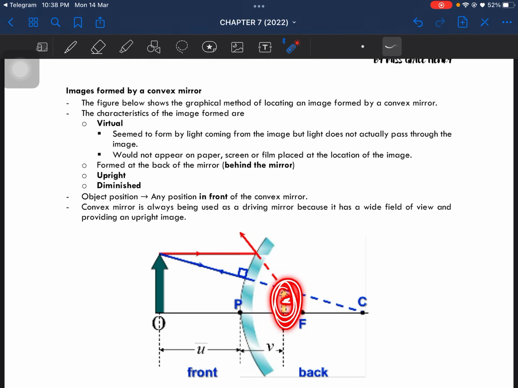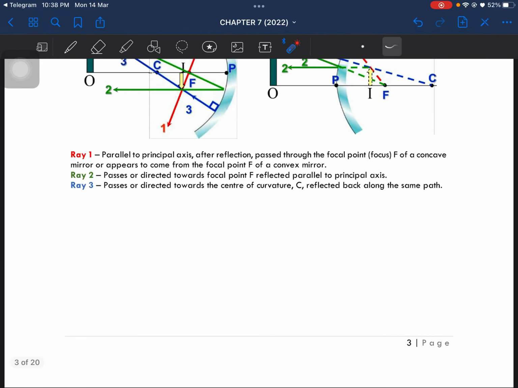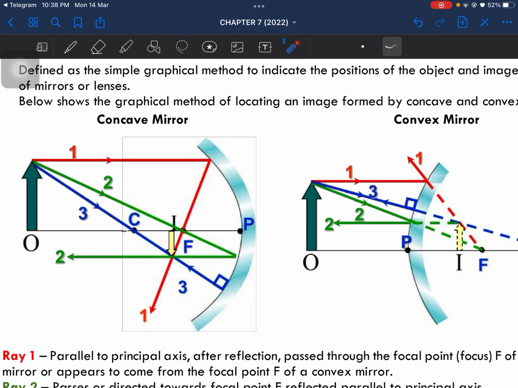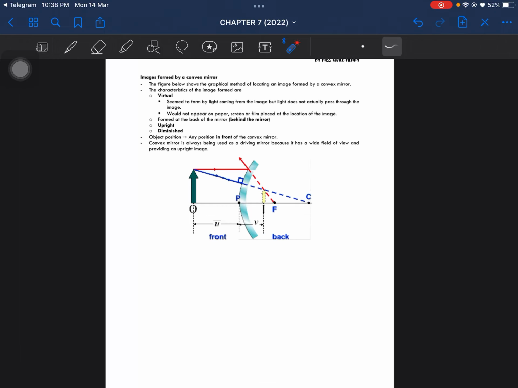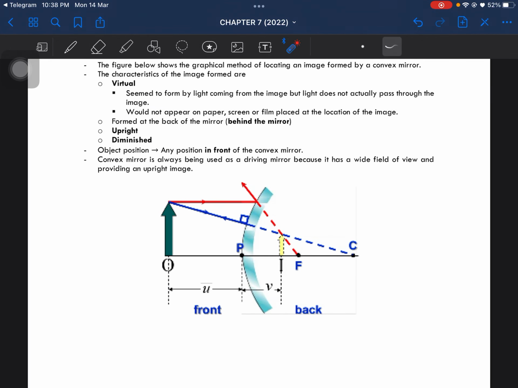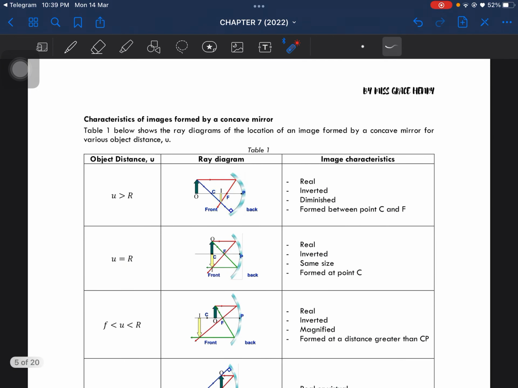You can see the image is formed behind the mirror. Actually I forgot to say the point where each of these lines intersect is where the image forms. So you look here, each line intersects here, so the image would form here. And then the object position is in front of the convex mirror. Usually a convex mirror is used as a driving mirror because it has a wide field of view and provides an upright image.